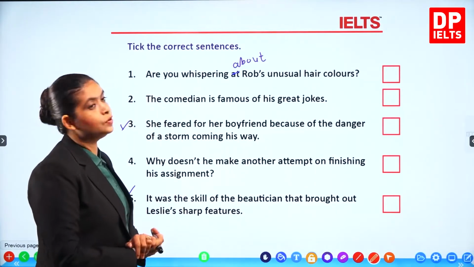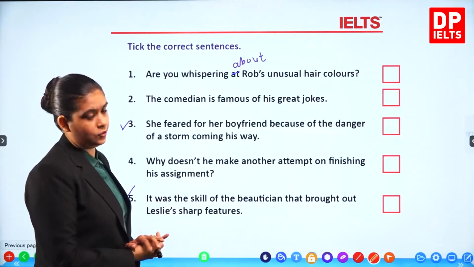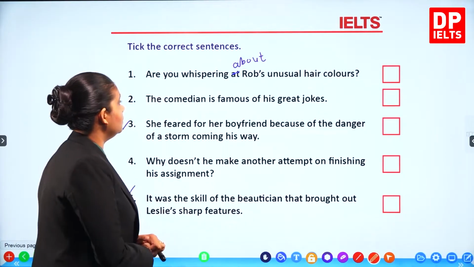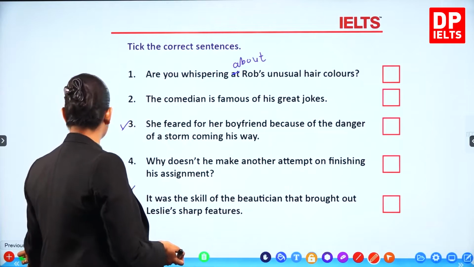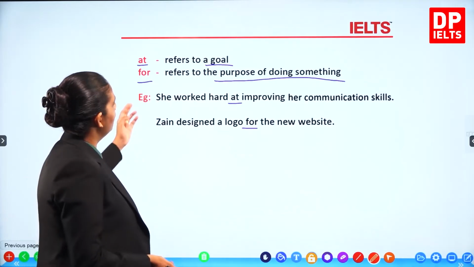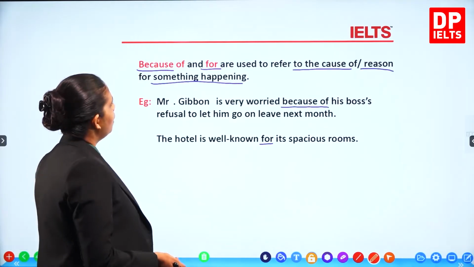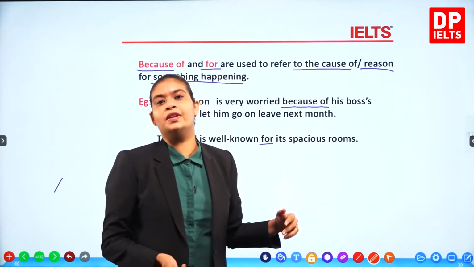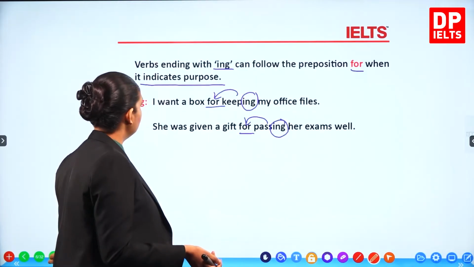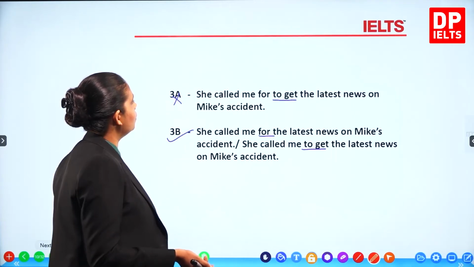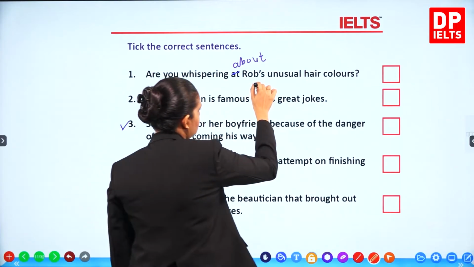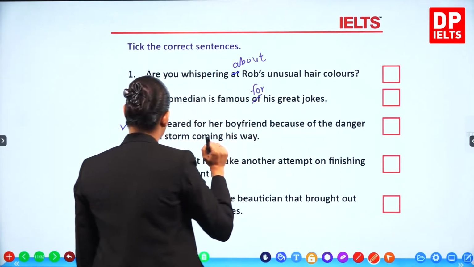Now the first one I told you why it is wrong, so it should be about. Second one, the comedian is famous of his great jokes, right? Can you say of his great jokes? Can you say that? For is used for a cause or reason. Now, why is the comedian famous? What is the cause for it? Because of his good jokes, right? So, you can't say of his great jokes. The comedian is famous for his great jokes.